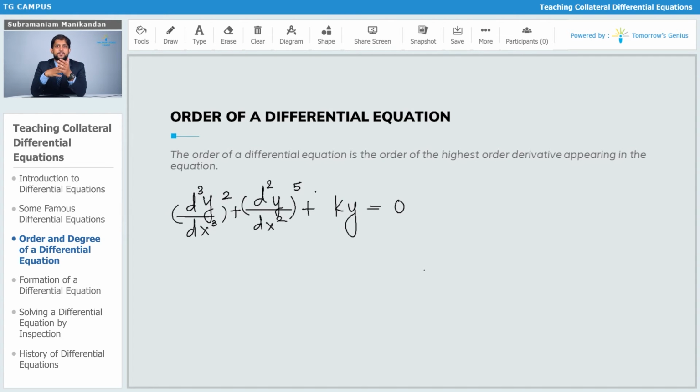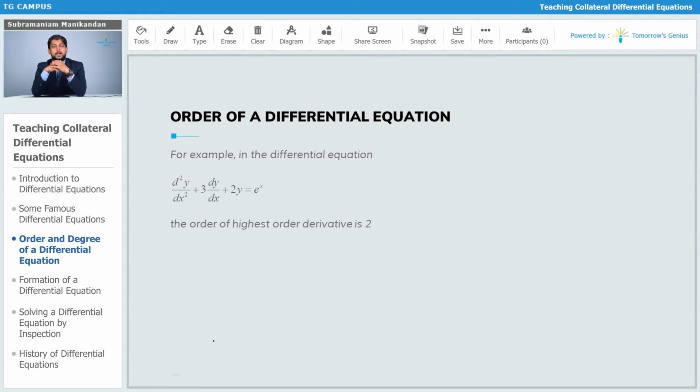Very closely connected with the definition of the order of a differential equation is the degree of the differential equation. But before that, let's look at another example. We have the differential equation d square y by dx square plus 3 dy by dx plus 2y is equal to e to the power of x. What is e here? It is the base of the natural logarithm, right? It's an irrational number. Its approximate value is 2.7182 and so on.